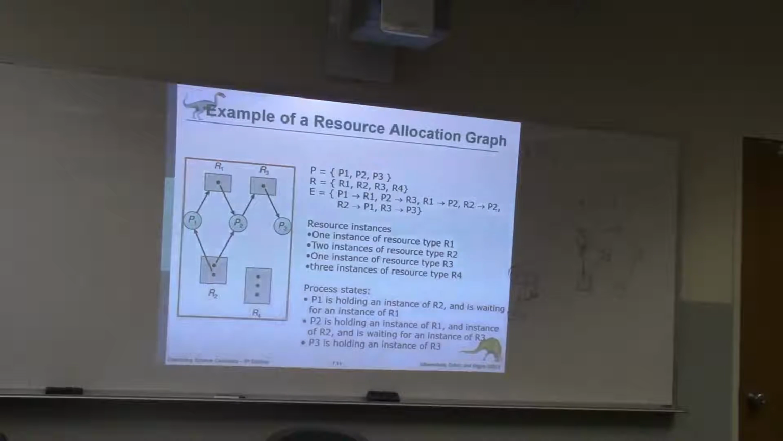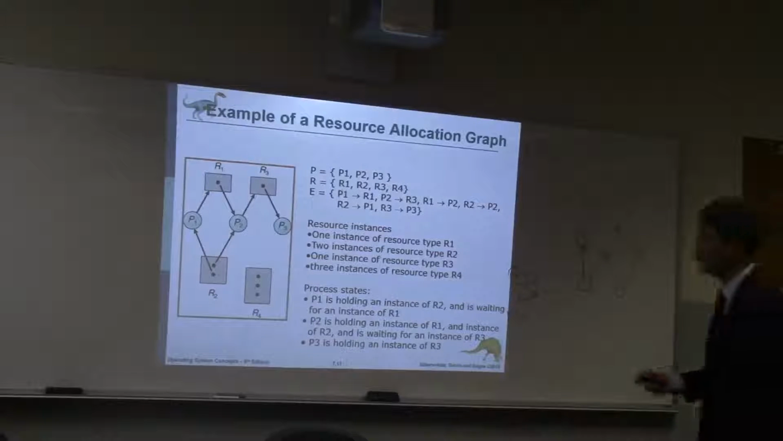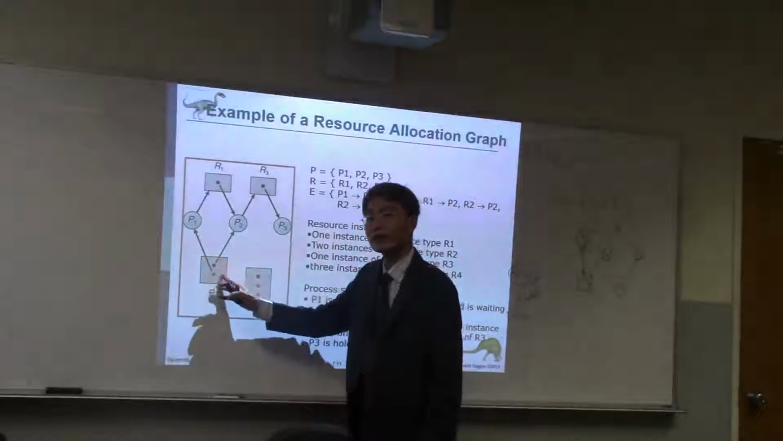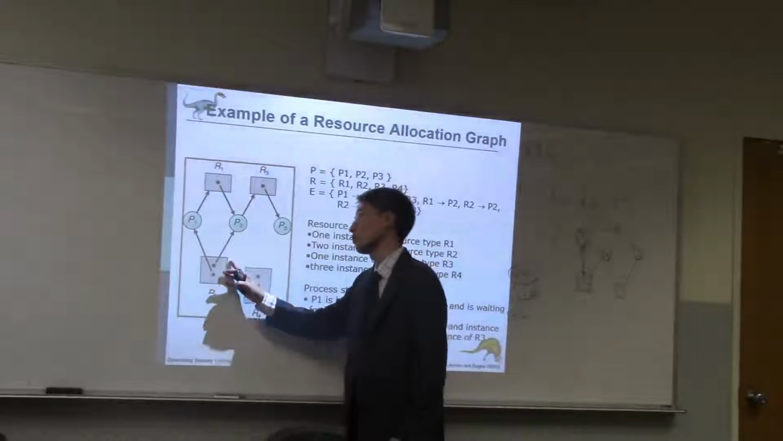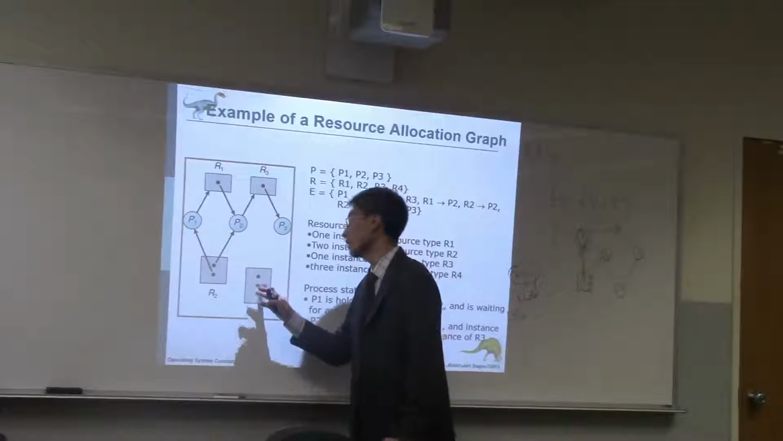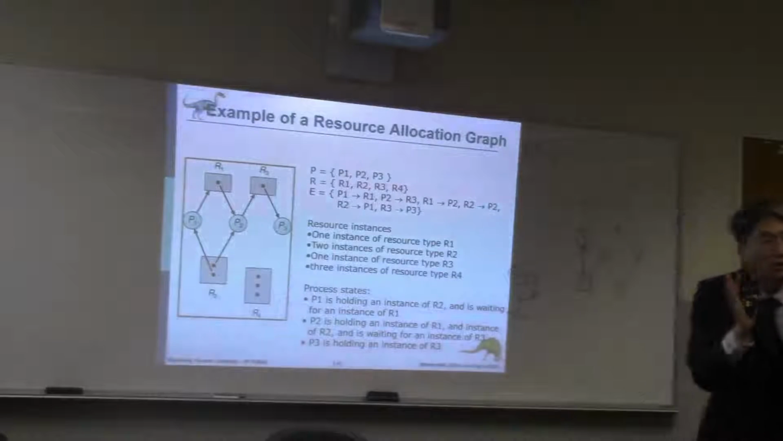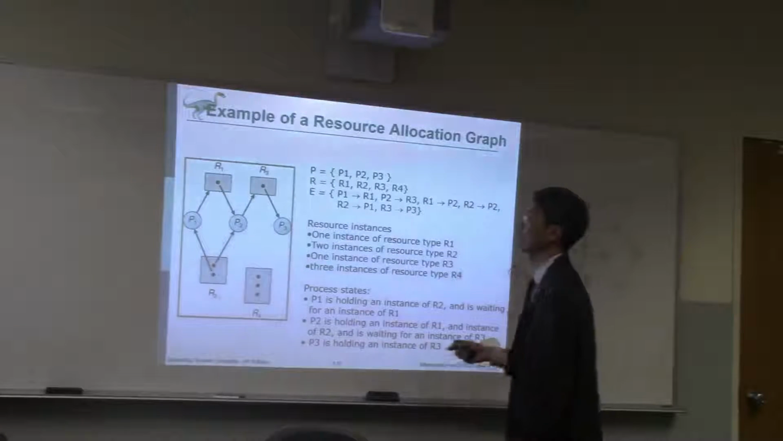For example, this one. How many processes in this case? 1, 2, 3. How many different types of resource? R1 is one type, R2 is another type, 3, 4. There are 4 resource types. Then R2 has how many instances? 2 instances, like CPU1, CPU2. And R4 is a disk drive, and HDD1, HDD2, HDD3, something like that. Then we can understand the current status of the processes and the resource allocation.